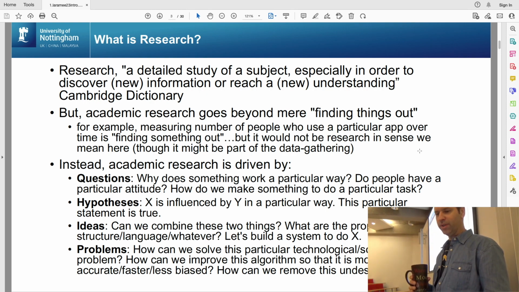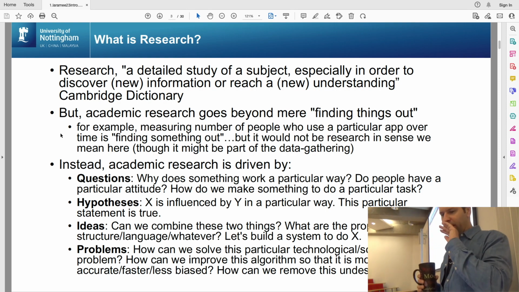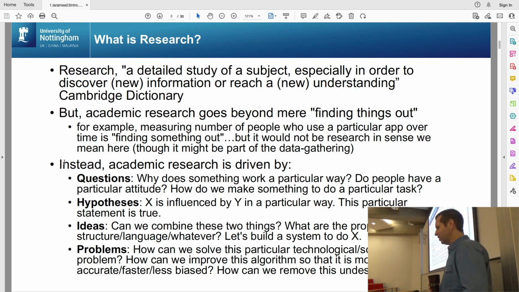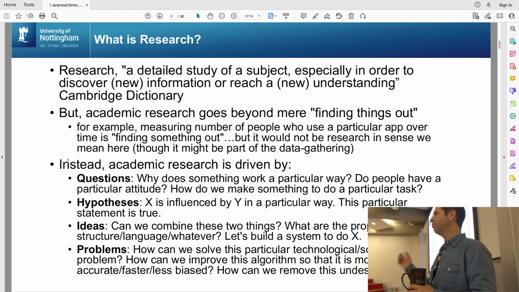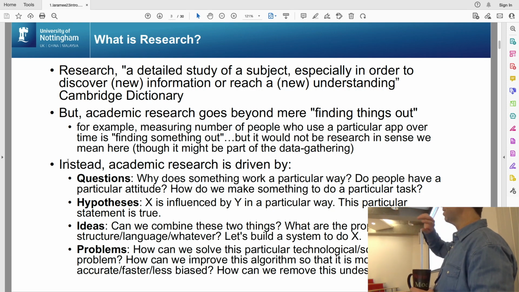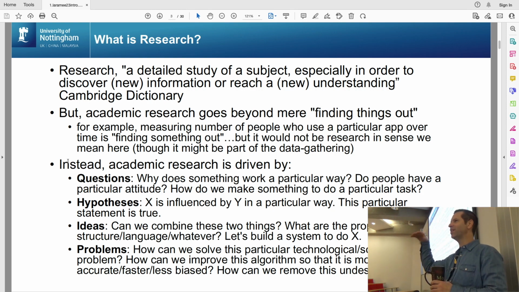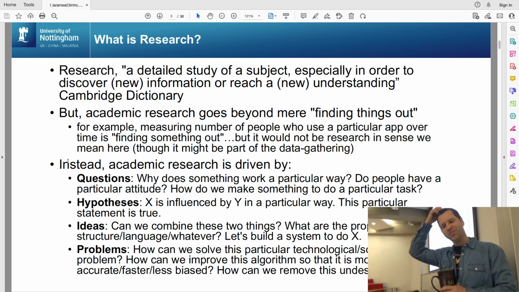So we're going beyond just finding things out. We might be measuring things, like measuring the characteristics of users, for example. We want to answer questions, right? We might have a question, for example, what do people prefer? I don't know, Snapchat or Facebook. So we go out and try to find the answers to this question.